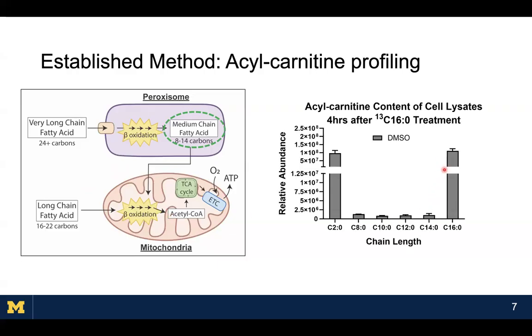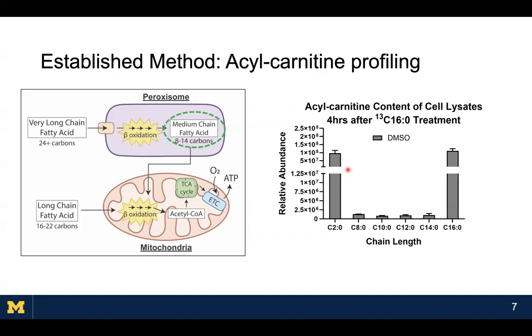There's a large pool of C16, which is our substrate, our palmitate that we fed the cells, and a large pool of C2, which is essentially acetyl-CoA that the mitochondria is producing through its own beta oxidation. There's no buildup of medium chain fatty acids because beta oxidation is allowed to run straight through. There's nothing blocking the mitochondria or its beta oxidation. So all we see is the substrate that the cells have not finished using up after 4 hours, and the product of beta oxidation, acetyl-CoA.